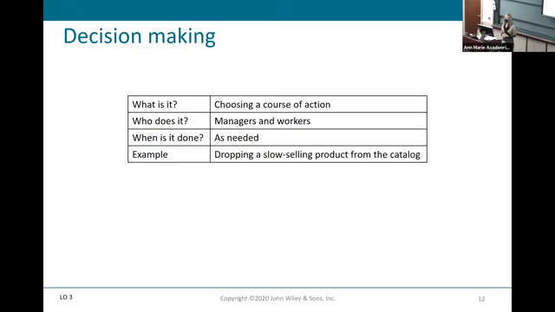Example, dropping a slow selling product from the catalog, right? Do you want to drop it? Do you want to keep it? We're going to do that decision making. Will net income go up or down, right? So that's basically the approach.